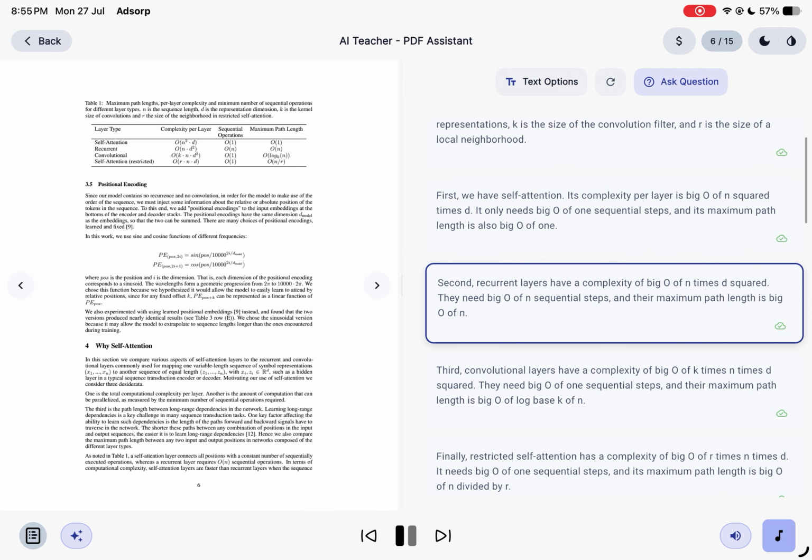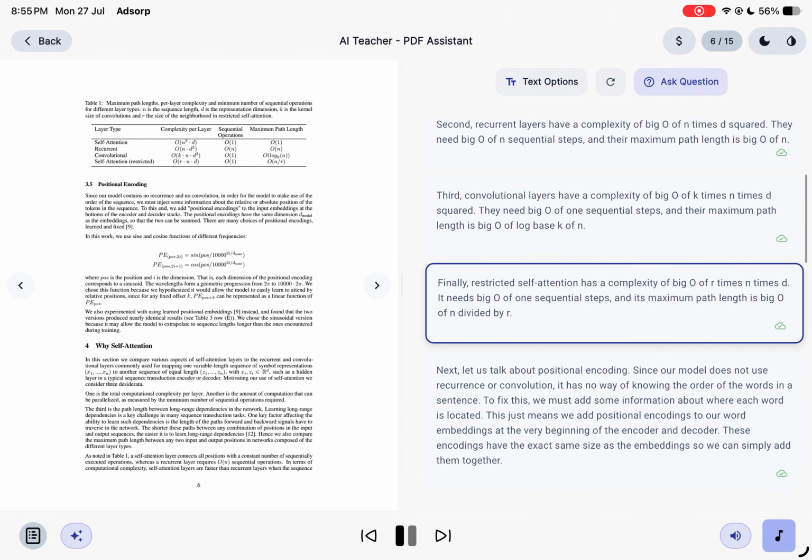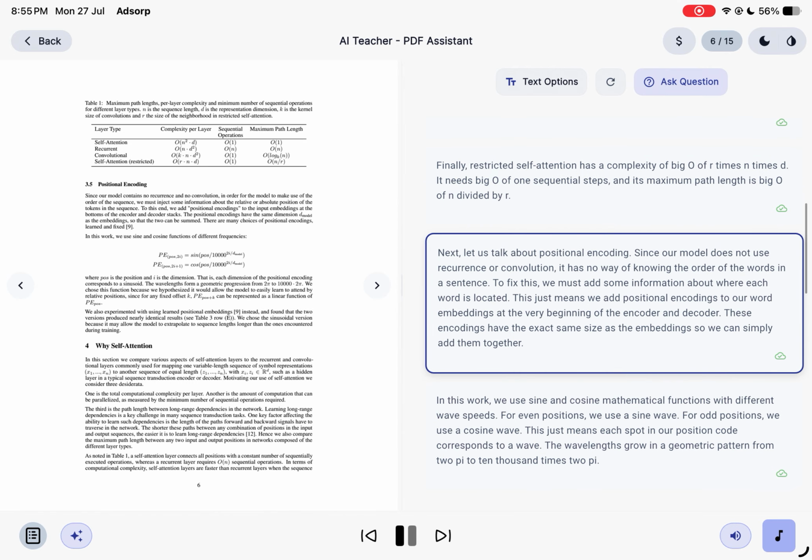Second, recurrent layers have a complexity of big O of n times d squared. They need big O of n sequential steps, and their maximum path length is big O of m. Third, convolutional layers have a complexity of big O of k times n times d squared. They need big O of 1 sequential steps, and their maximum path length is big O of log base k of n. Finally, restricted self-attention has a complexity of big O of r times n times d. It needs big O of 1 sequential steps, and its maximum path length is big O of m divided by r. Next, let us talk about positional encoding.